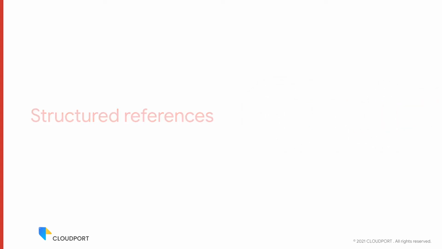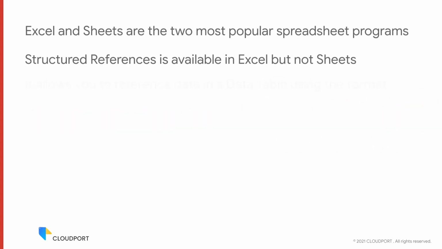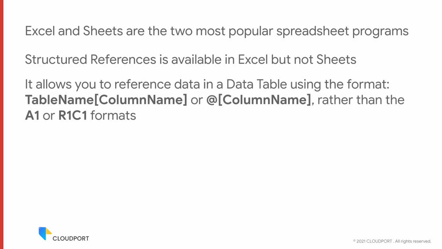It is true that Excel and Sheets are the most widely used spreadsheet programs, and although the two share some similarities in their basic functionality, there are still some differences between them, and one notable difference is structured references. In Excel, you can reference data in a table, called a data table, by using the format table name, column name, or at column name as an alternative to the A1 or R1C1 format. This makes referencing easier and more intuitive.